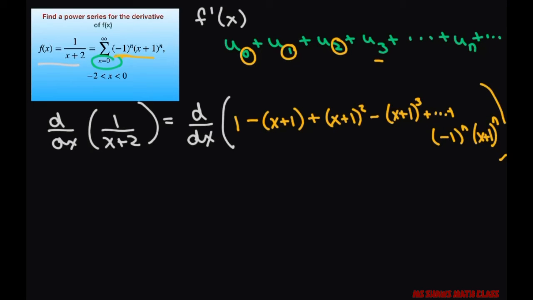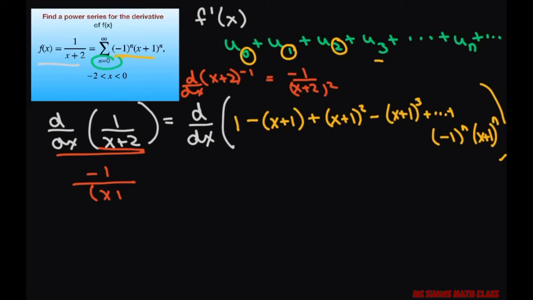All right. Now, let's take the derivative. So again, this can be written as x plus 2 to the negative first power. And when you differentiate it, you're going to get negative 1 divided by x plus 2, because that's going to move into the denominator. So the derivative of that is negative 1 divided by x plus 2 squared, equals, now this is the part we're going to have to differentiate.